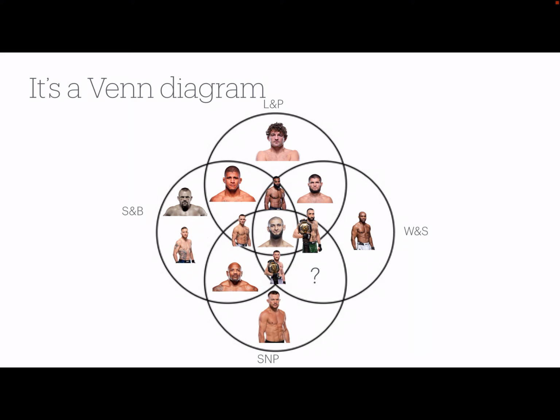Kamaru Usman, he doesn't really win fights on the ground. He might take people down, but, you know, he's really mainly pushing people into the wall and stinking it up when he decides to use his wrestling. He doesn't really sprawl and brawl because his striking is more technical.